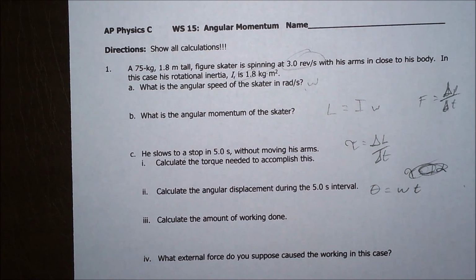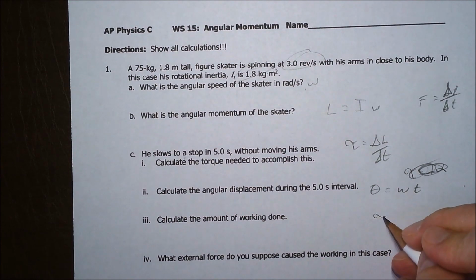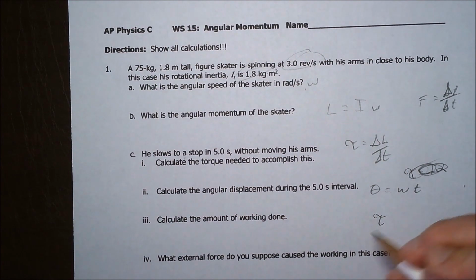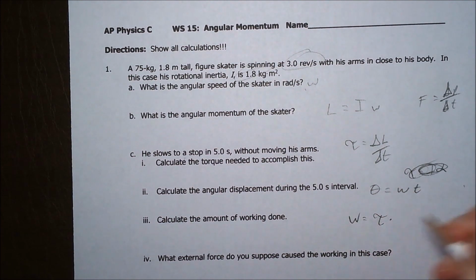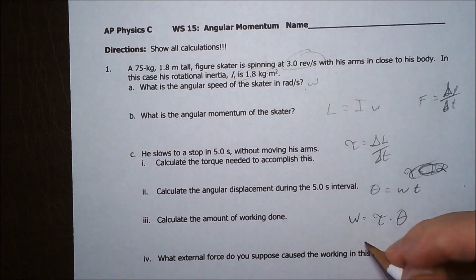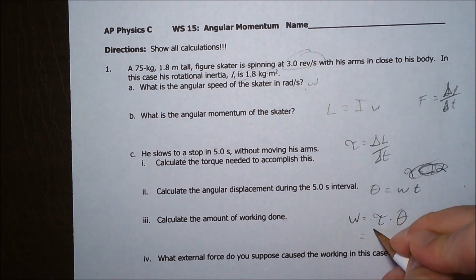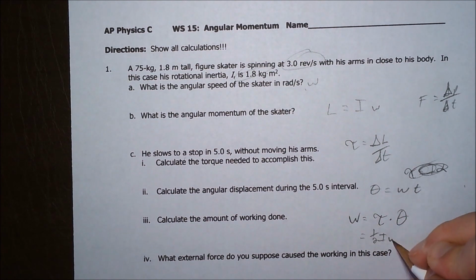The work. Okay, work would be just like work is force times distance. Work is going to be the net torque that we found up here times the angular displacement. Or another way you can do it is work would be equal to the change in kinetic energy, so 1/2 I omega squared. So you should be able to figure it that way. It should be the same answer.